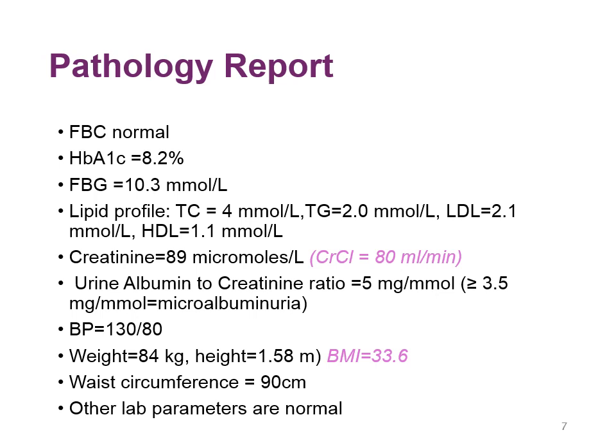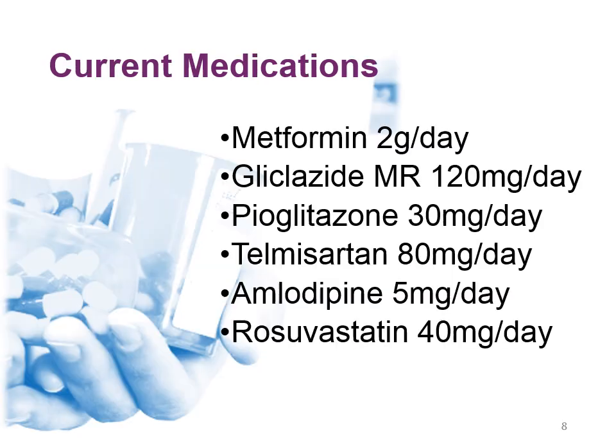Her blood pressure is great. Her BMI is actually increased. She should be 23. Waist circumference is also increased. It should be 80 centimeters. However, the other lab parameters are normal. Her current medications include metformin, gliclazide MR, pioglitazone, telmisartan, amlodipine, as well as rosuvastatin.